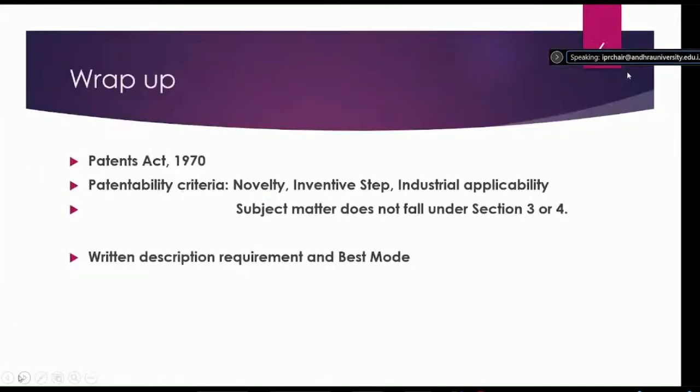So the wrap up to this was: the Patents Act was in 1970. The criteria are the same thing. I'm not going to repeat. Subject matter that falls under section 3 or 4 will not be called patentable. Then, apart from satisfying all these criteria, there is something called the written description requirement, that is enablement, how your application is enabled, whether you have provided sufficient details or not. And the best mode, you have to put these things in your application. So this is the wrap up of the previous class.